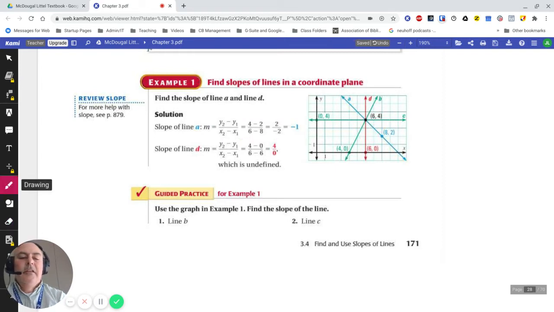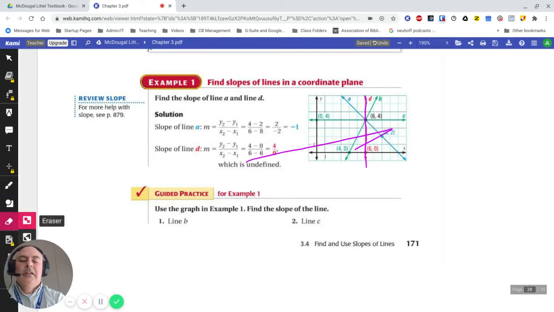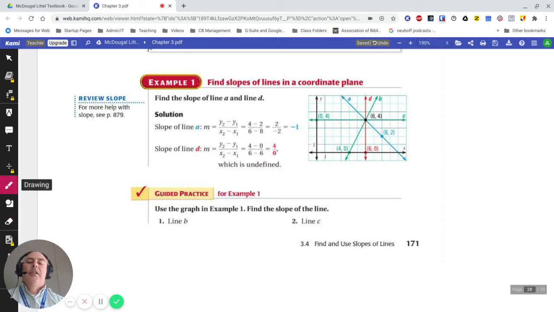Same thing if I look at the slope of line D, I can show that it's undefined because there's no change in x. It's a vertical line, and so I cannot calculate the slope for line D. I can take any 2 points on a line, apply it into my change in y over change in x, rise over run, and I can come up with the slope of the line.